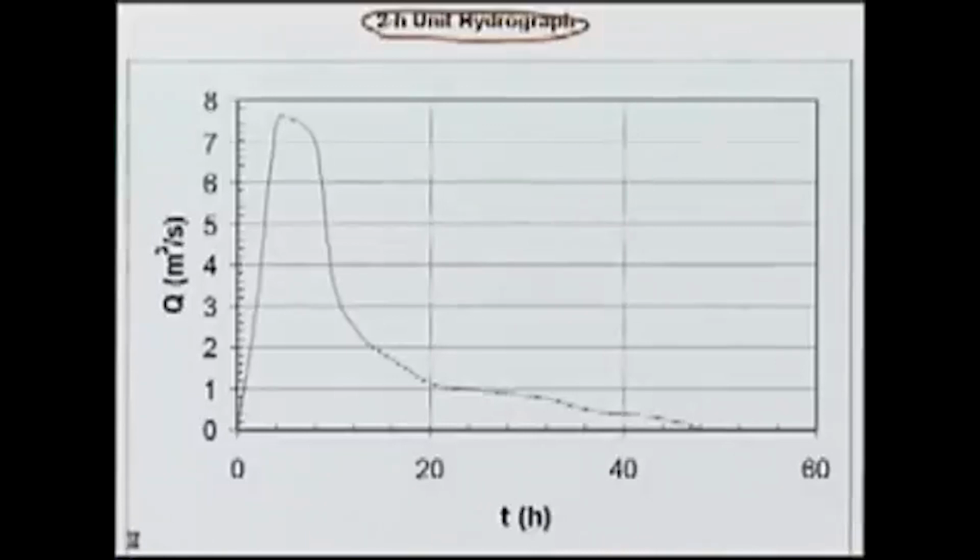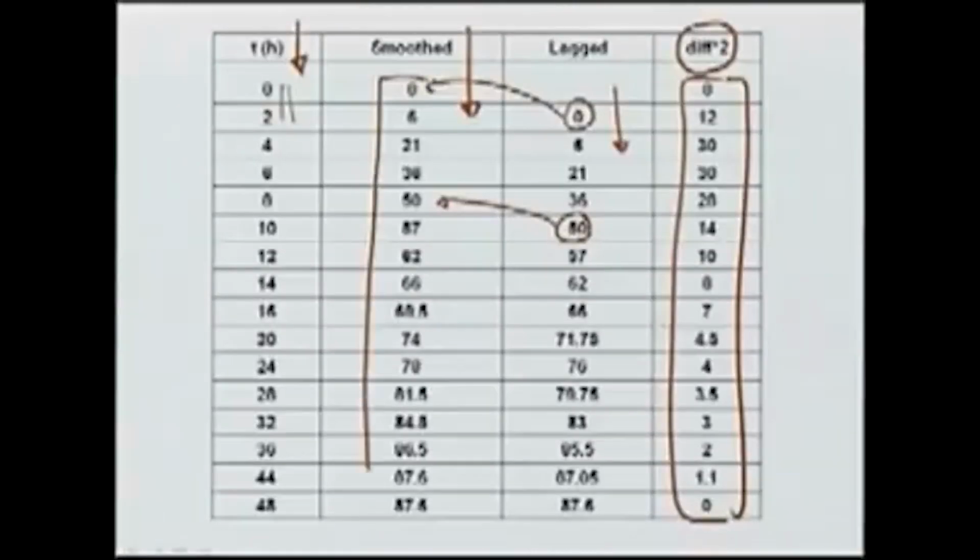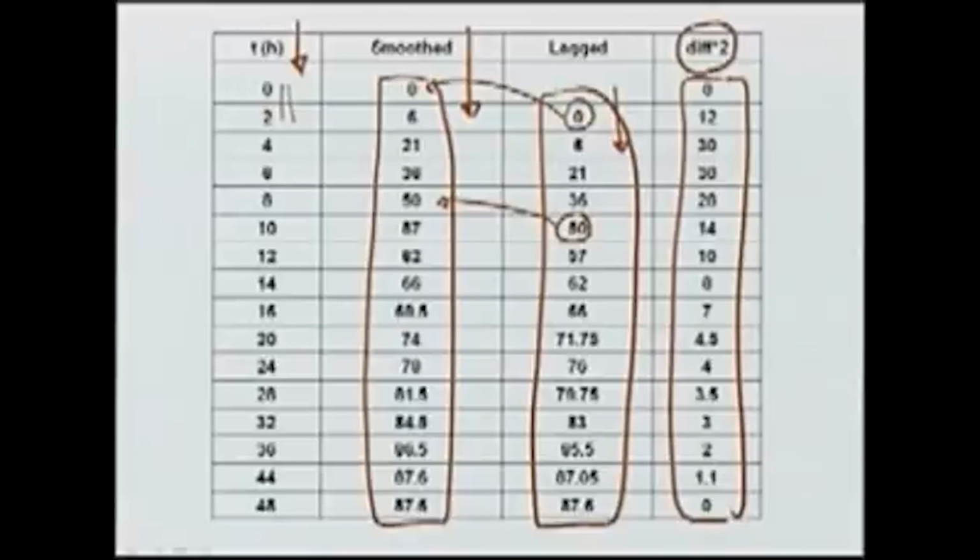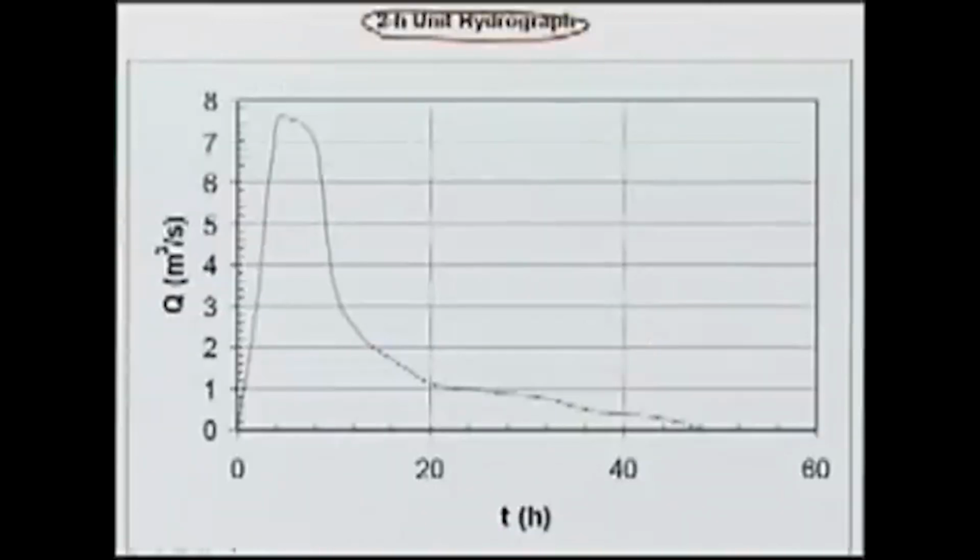So, two different S curves, one is starting from 0, the other lagged, and then we take the difference multiplied by 2 to get the 2-hour unit hydrograph. So, in this way we can obtain the unit hydrograph for any duration which is not a multiple of the given duration. It may be less than 4 hours, it may be more than 4 hours, for example, 5 hours also, 6 hours also. We can do the same thing.